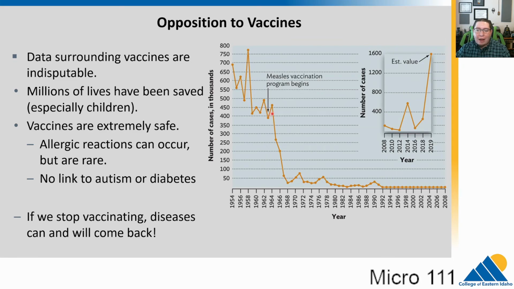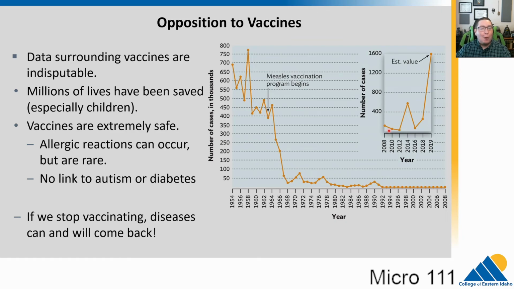When we started vaccinating, in a matter of 2, 4, 6 years, we went from 400,000 cases to less than 50,000 cases. And that number has dropped to probably less than 1,000. Here we see in 2010, there were less than 400 cases indeed. But for whatever reason, people have stopped vaccinating.